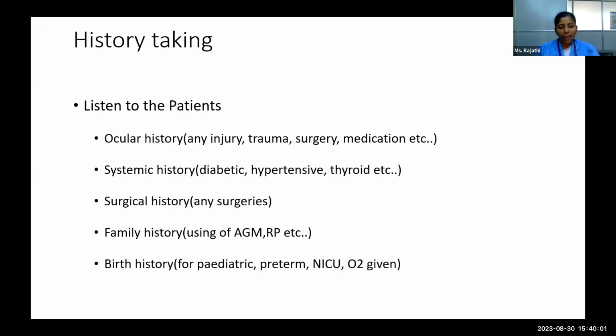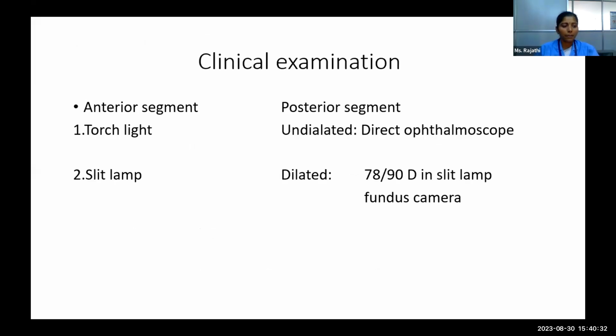And also family history. If any other family members are using anti-glaucoma medicines, or are having defective vision in the evening time like retinitis pigmentosa. So we also ask for this kind of detail from the patient. If we are seeing the pediatric age group, we also ask the birth history too: preterm, whether the patient was admitted in NICU, whether oxygen supplementation was given or not. So this kind of information we also gather from the patient.